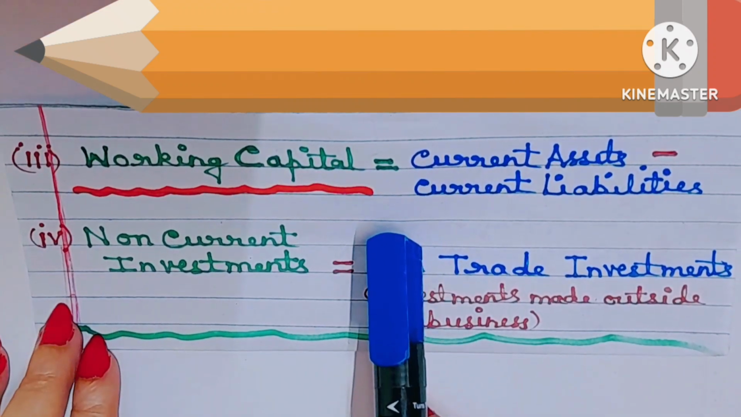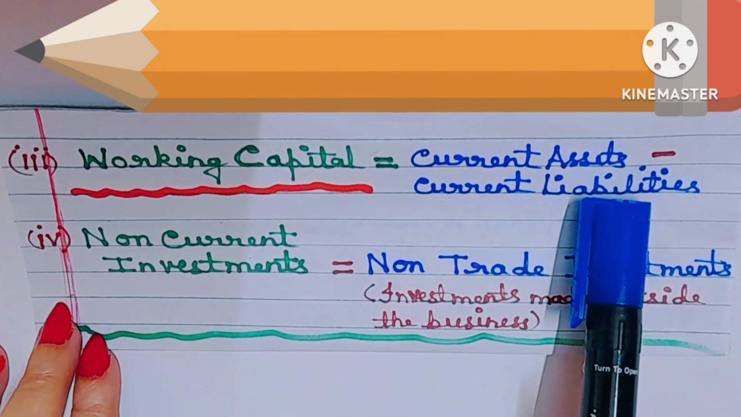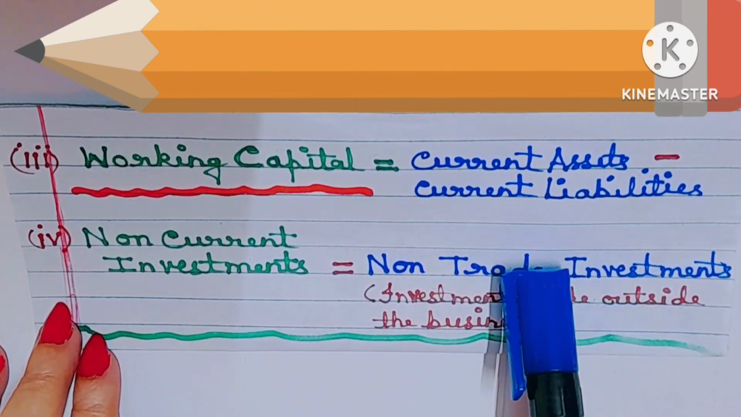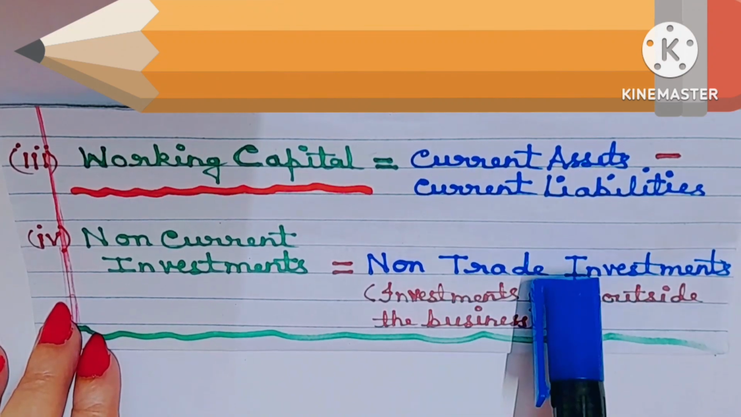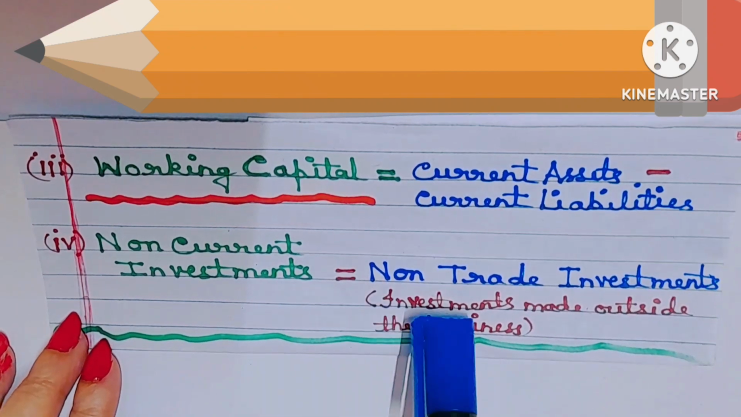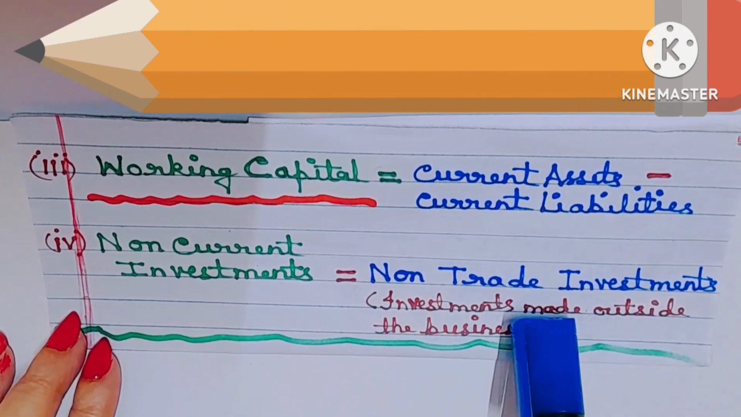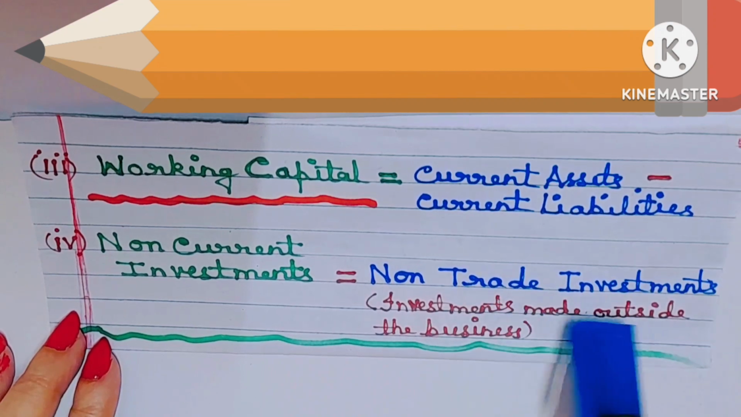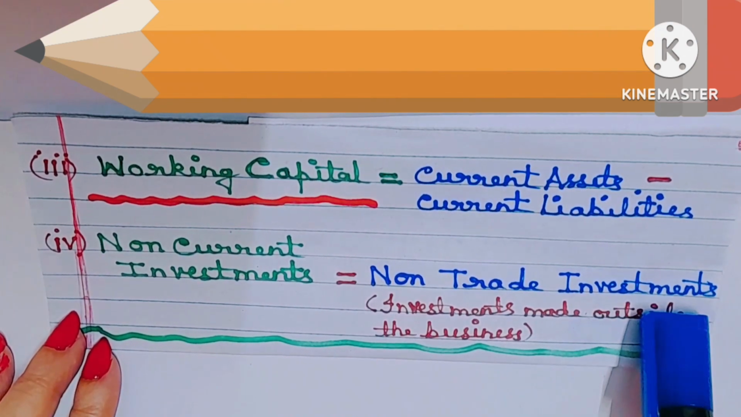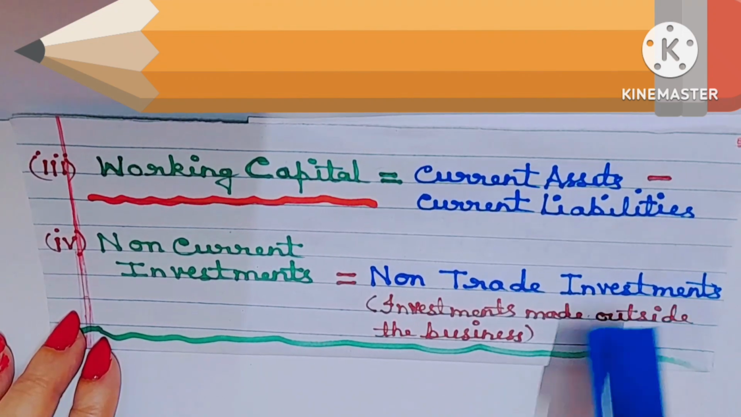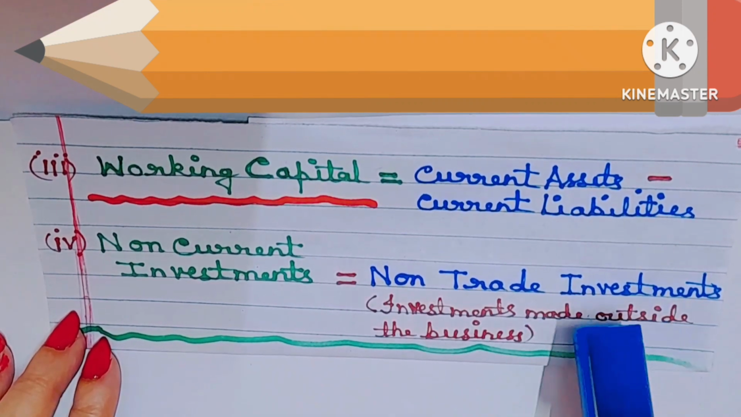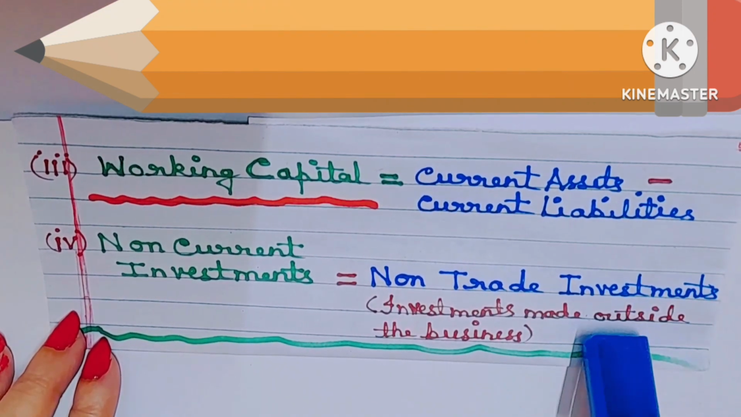What is working capital? Working capital is equal to current assets minus current liabilities. Working capital is the capital of a business which is used in its day-to-day trading operations. Okay? Non-current investments is equal to non-trade investments. What is non-trade investments? Non-trade investments, I've already told you, are those investments that are invested to earn income by investing surplus funds, but the investments are not for the purpose of expansion and advancement of own business.